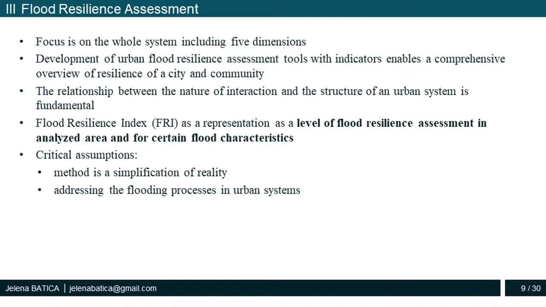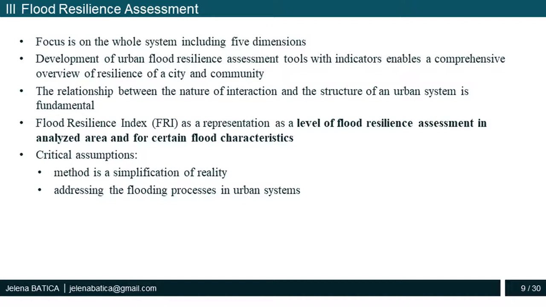So when we are speaking about the overall flood resilience index, the focus is on five dimensions. The five dimensions of each city are natural, economical, social, physical, and institutional. And we are evaluating the resilience of each dimension through already defined indicators and sub-indicators. The relationship here is created between the nature of interaction and the structure of urban system, and this is fundamental. And the flood resilience index is a representation of the level of flood resilience assessment in the analyzed area and for certain flood characteristics.